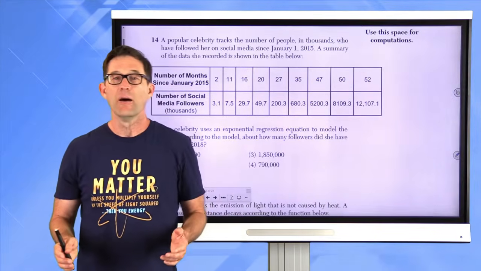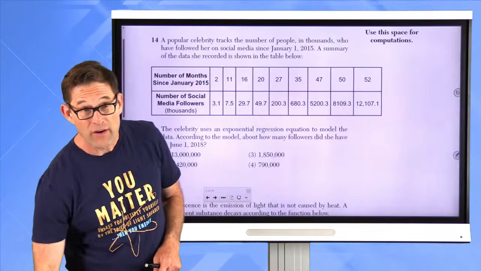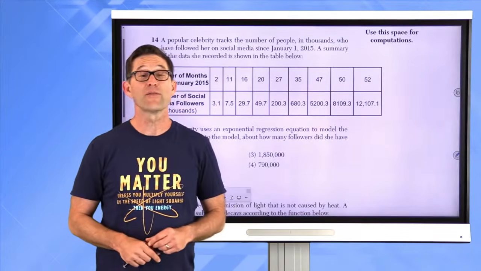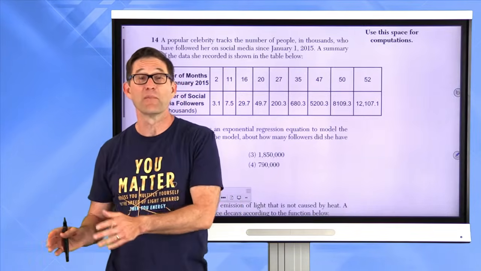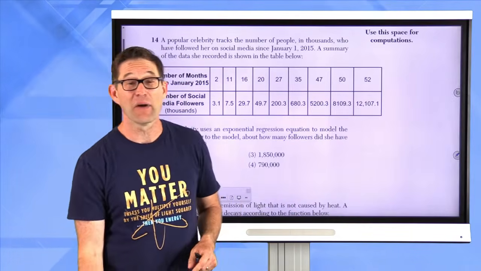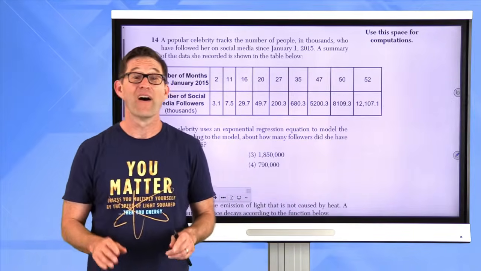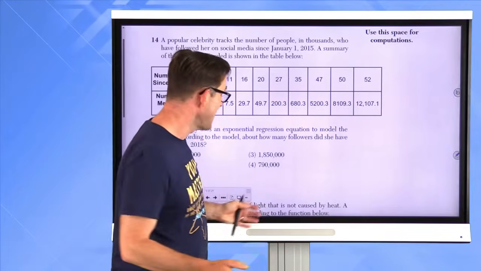All right. And what are they going to ask us? The celebrity uses an exponential regression equation, of course she does, to model the data. According to the model, how many followers did she have on June 1st, 2018? All right, by the way, we have our winner. This is our winner for the biggest pain of a multiple choice problem on the test. This is our winner right here. Do you know what I mean? So let's talk about this, right? This is our one regression problem on the test, okay? And it doesn't just end with regression, but that's where it begins.